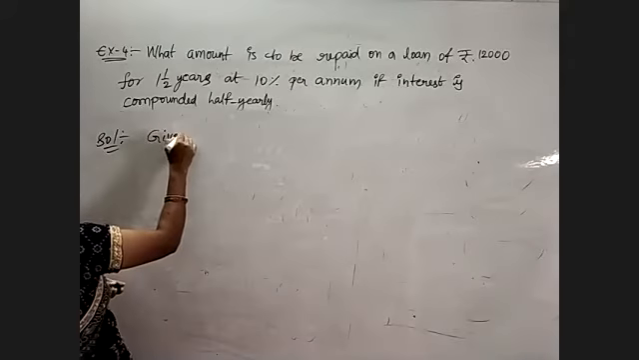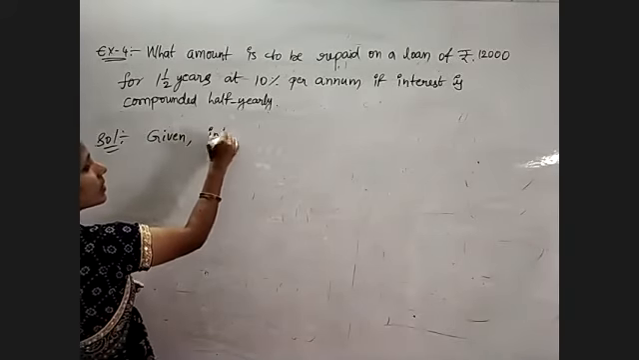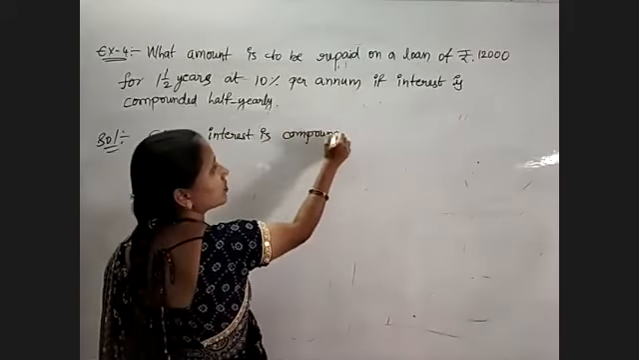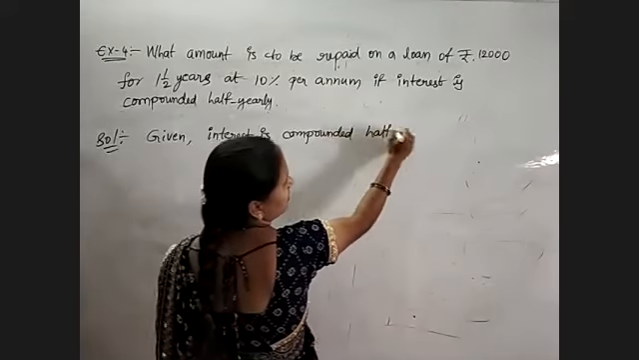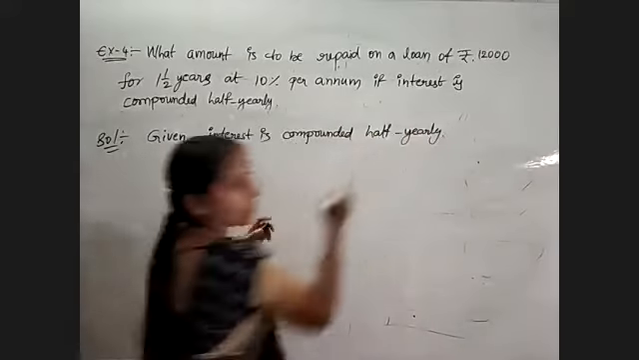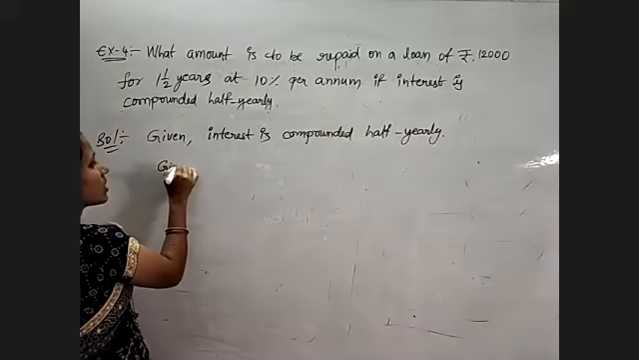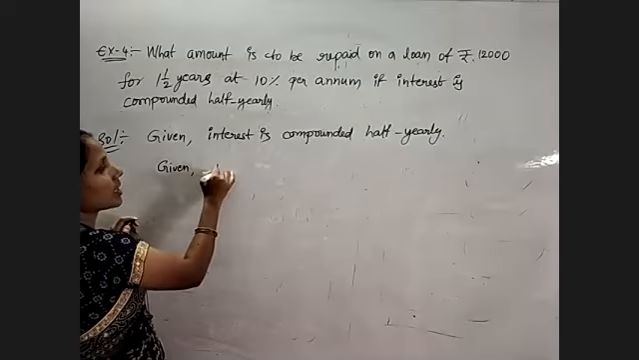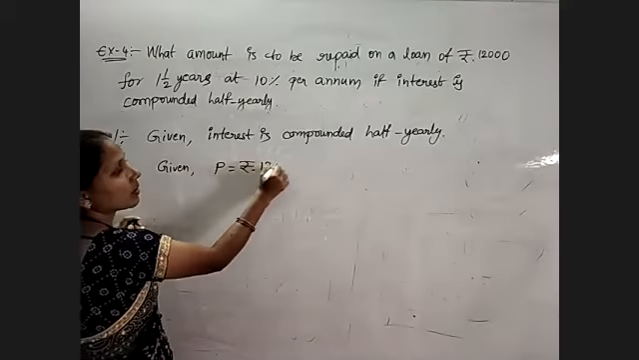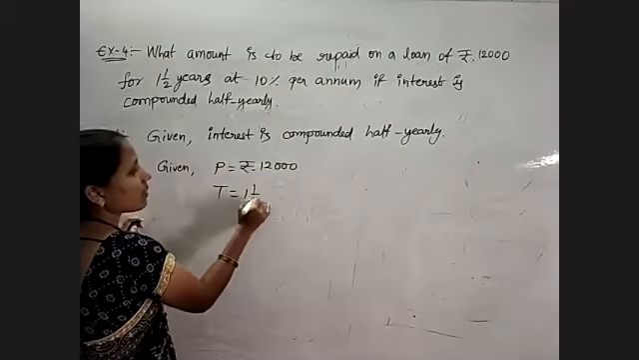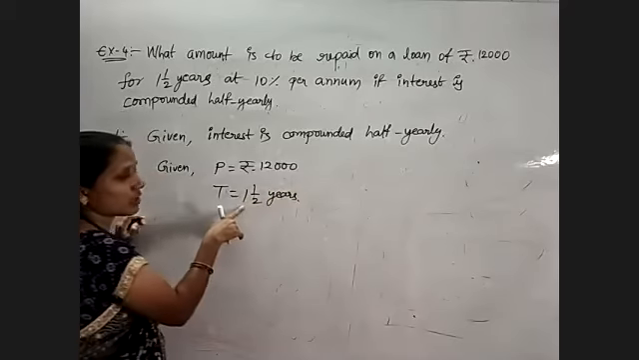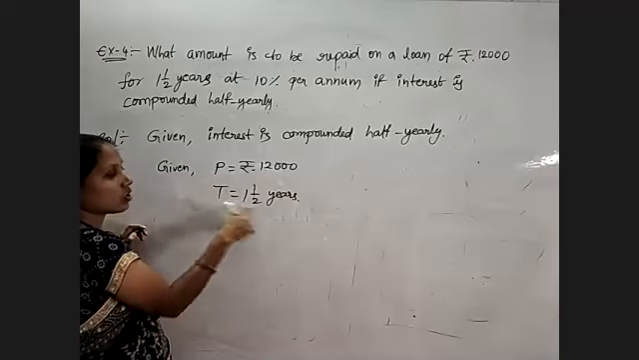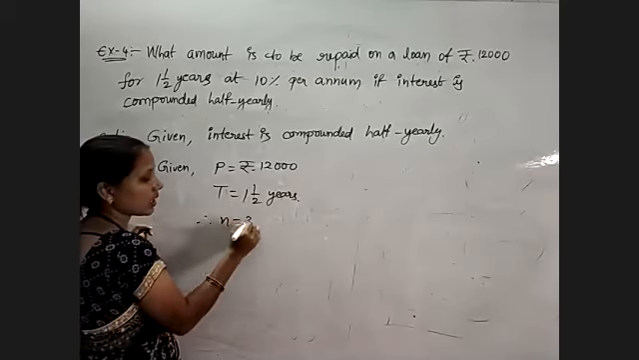Given amount, interest is compounded half yearly. So that's why we will get now, given timing. Before that, P value. P is equal to 12,000 rupees and T is equal to 1 by 2 years. So number of conversion periods: 1 year is having 2 conversion periods and half year is having 1 conversion period. Totally 3 conversion periods. Therefore, N is equal to 3.